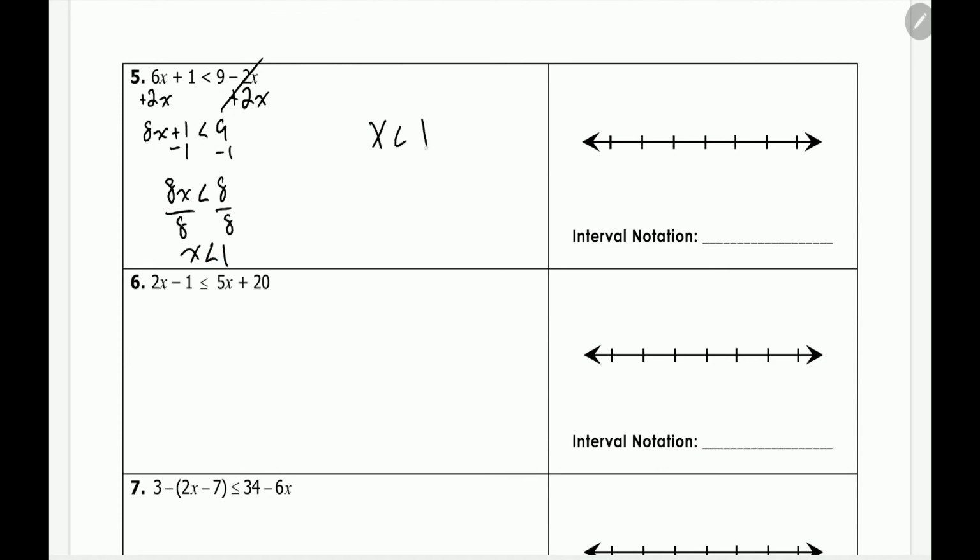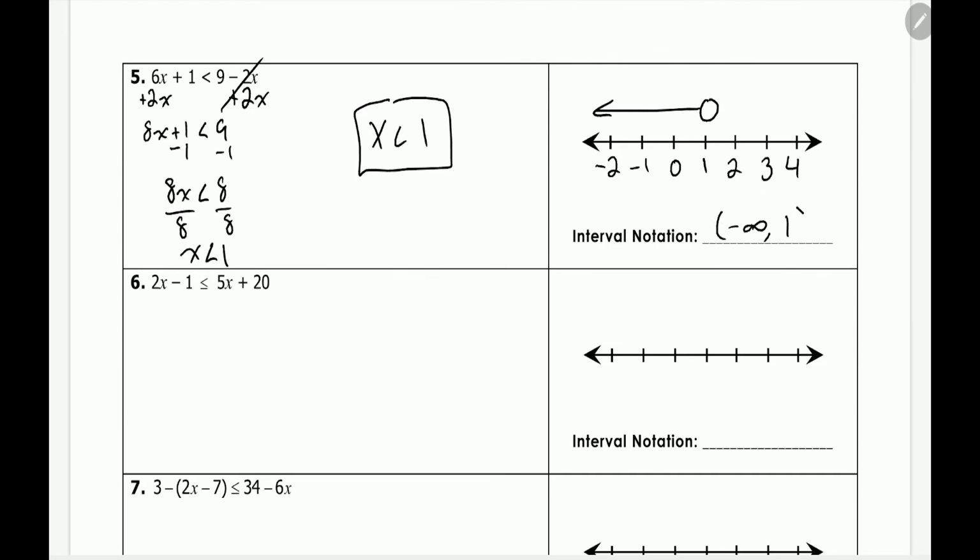So since we have x is less than 1 as our answer, we can plot that. So 0, negative 1, negative 2, 2, 3, 4. So at 1, do we have an open circle or a closed circle? Well, this time it's an open circle. And should I shade to the left or to the right? Well, where are the numbers that are less than 1? They're to the left. So let's draw a line. We have this. So that means we have parentheses, negative infinity, comma, 1. And should we have a bracket or parentheses? The answer is parentheses. And that's it for number 5.